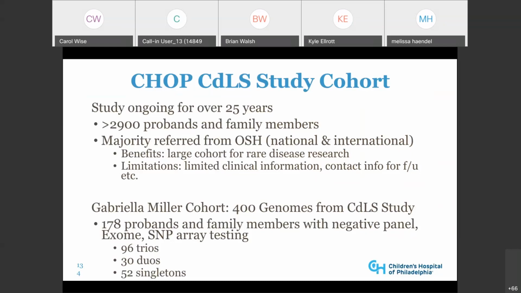But for our cohort, specifically for our Gabriella Miller project, 400 genomes were being sequenced. We have 178 probands, 96 of those are trios, 30 are duos, and 52 are singletons. Next slide, please.